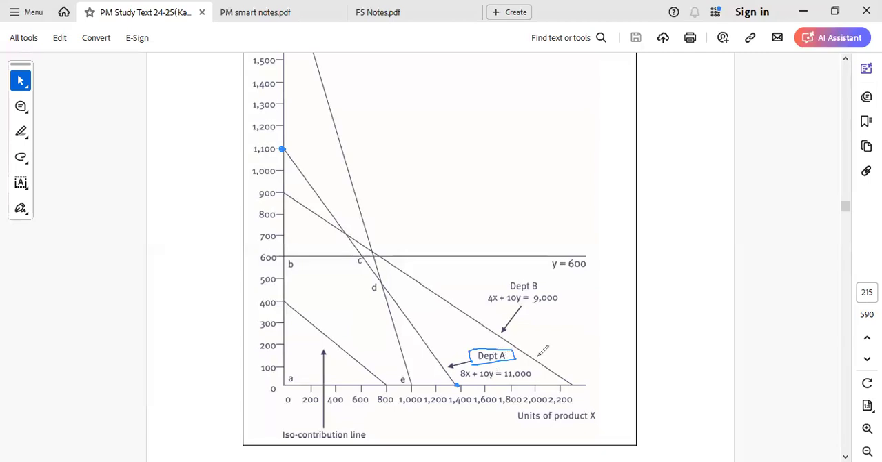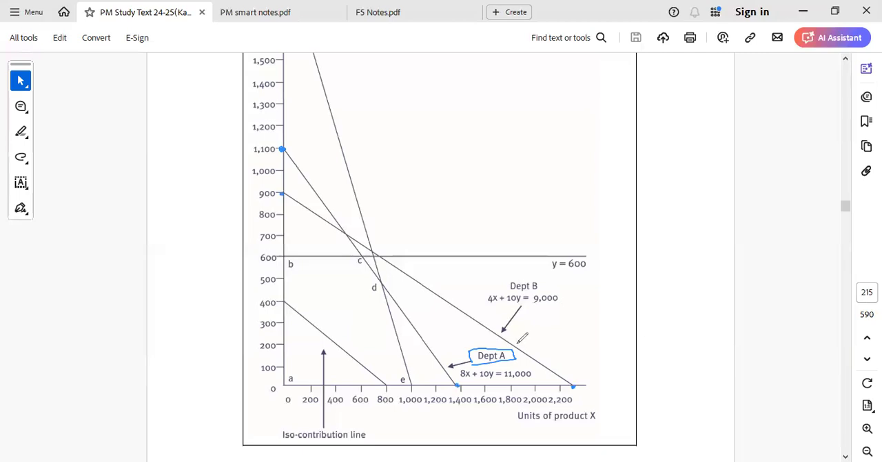Now for department B, how many units do I have? 900 units. This is your 900 point, and 2280. This is your 2280 point. We match these with the scale and put the equation 4x plus 10y is equal to 9000.